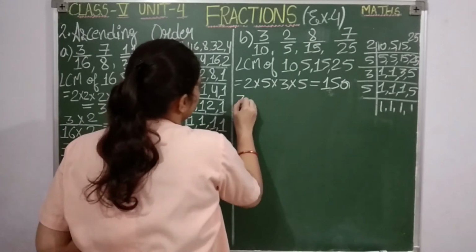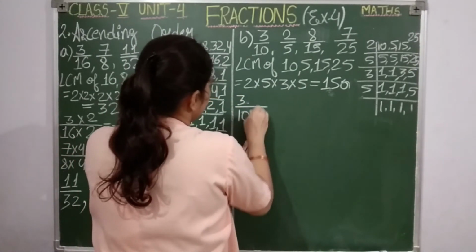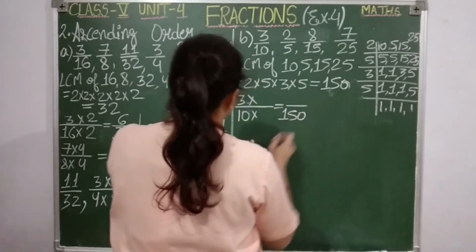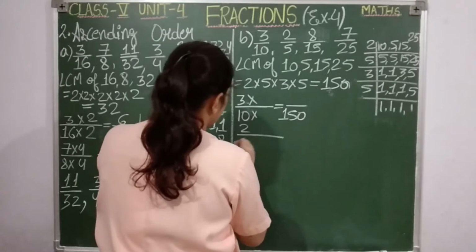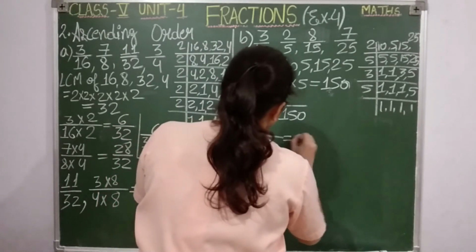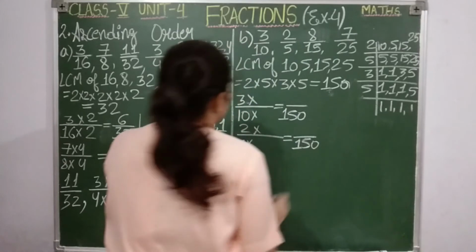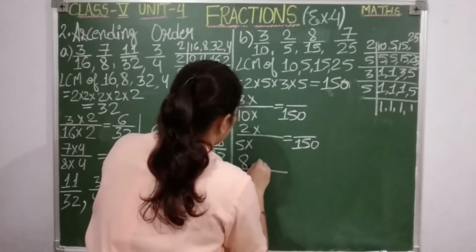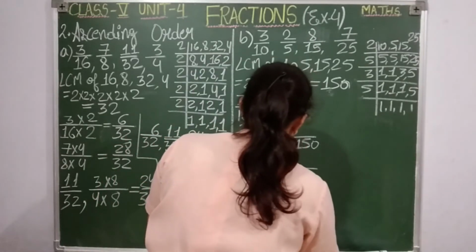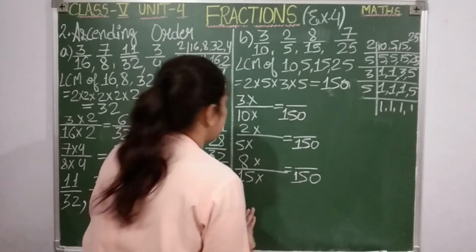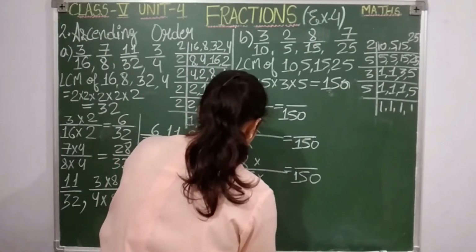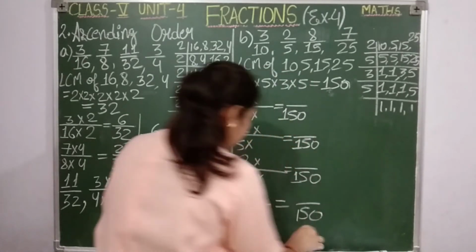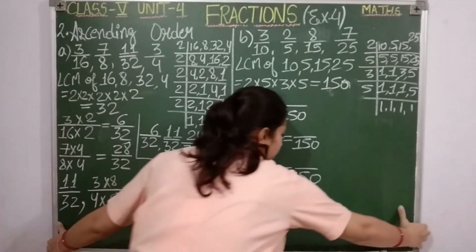Now let us take again 3 by 10 and we want the result in the denominator as 150. Okay, next fraction 2 by 5, denominator as 150. Then 8 by 15, denominator as 150. Then at last 7 by 25, denominator I want as 150. Clear, students? What I have written is clear to you?